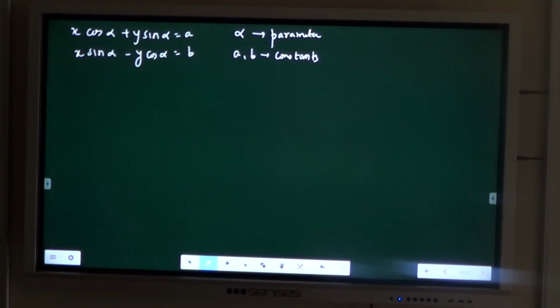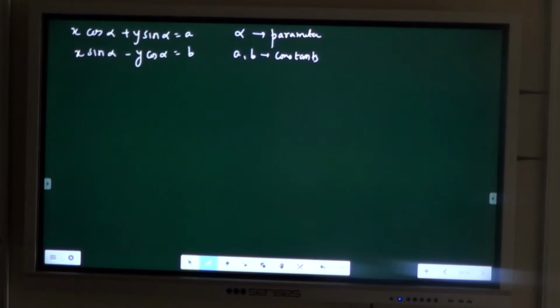So all we have to do is just eliminate alpha. Most of the thing has been done for us. Sir, actually this seems like a sort of rotation. These types of equations are actually called the normal form of the equation. Okay guys, see here.